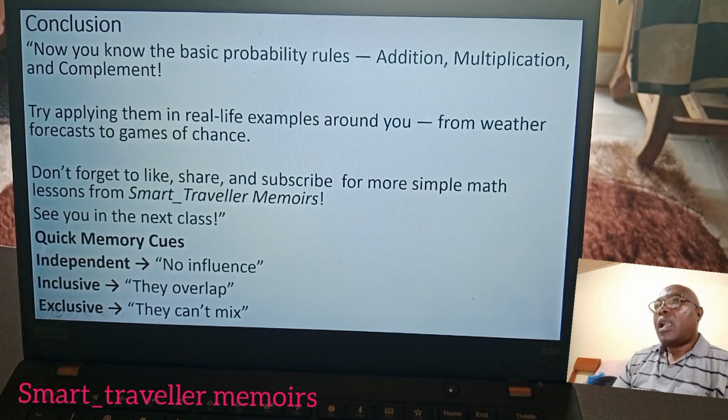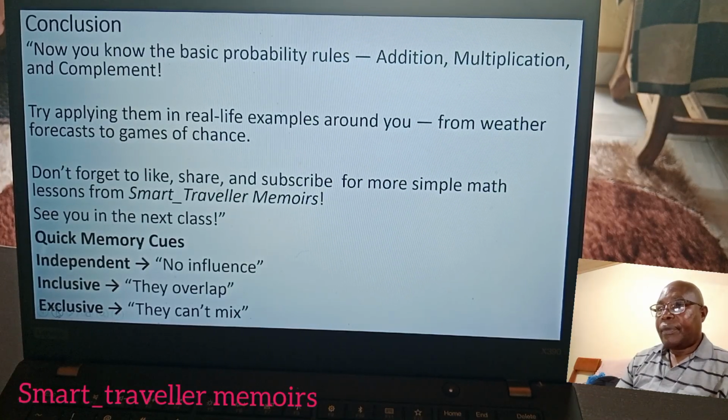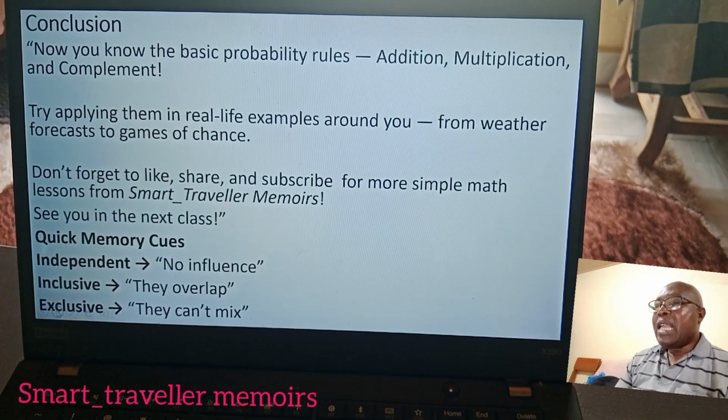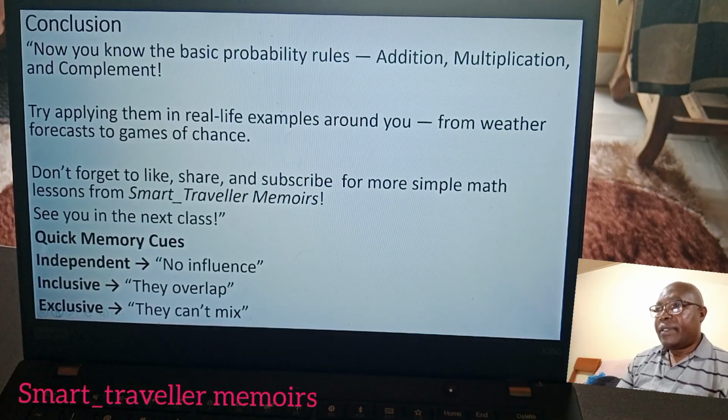Conclusion. Now you know the basic probability rules. That is addition, multiplication, and complement. Try applying them in real-life examples around you, from weather forecasts to games of chance.